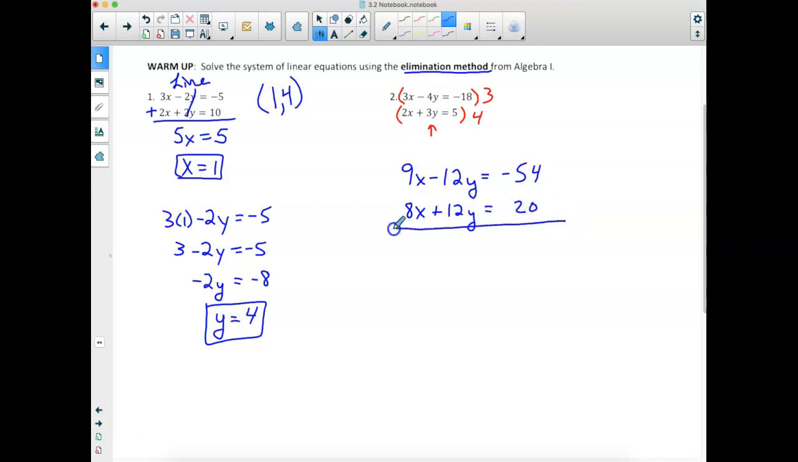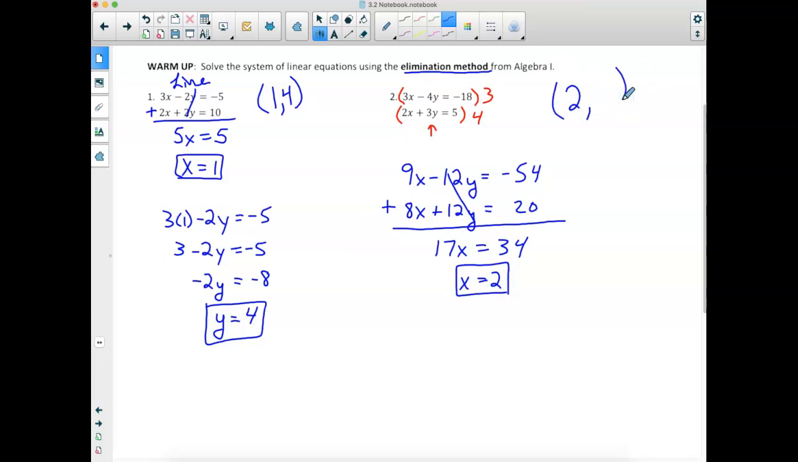And now that I have a set of terms that are opposites, because they're going to go away, I get 17x in this case equals what? Negative 34. Divide by 17, I get x equals negative 2. Well, that's only half of my ordered pair. That's negative 2, comma, what's the y?